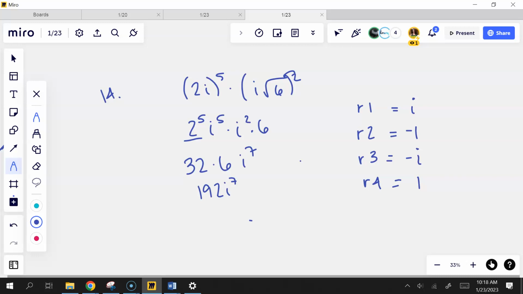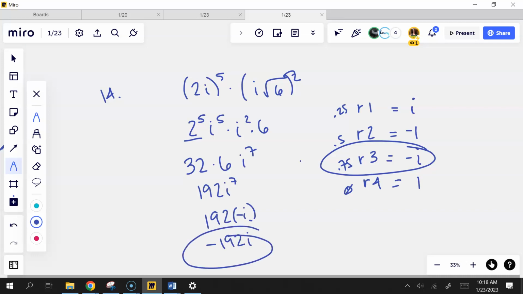0.75 or 3. That's exactly right. If you're doing decimals, this would be 0.25, 0.5, 0.75, 0. Memorize those 4. Yeah, memorize those 4. So this would be this scenario. So I replace the i to the 7th with -i. So this becomes -192i.